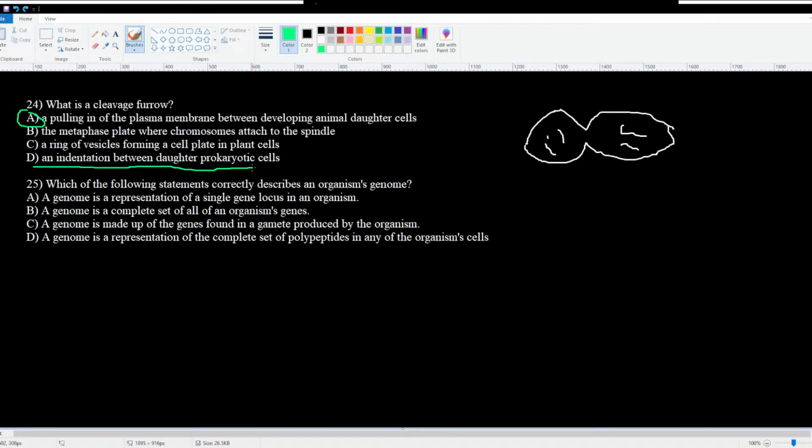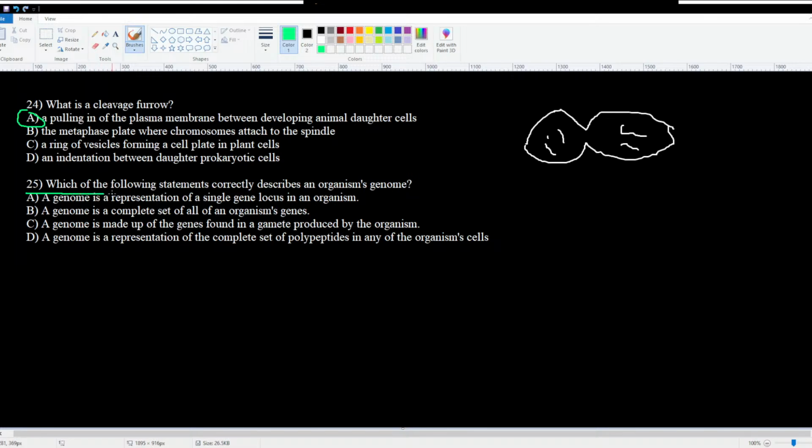And then an indentation between daughter prokaryotic cells, which once again, answer D implies that the actual splitting has occurred. But the cleavage furrow is a pulling in of the plasma membrane between developing animal cells. So when you see this, it's pulling in on itself. It's essentially just being pinched off into two different cells. So that's what a cleavage furrow is.